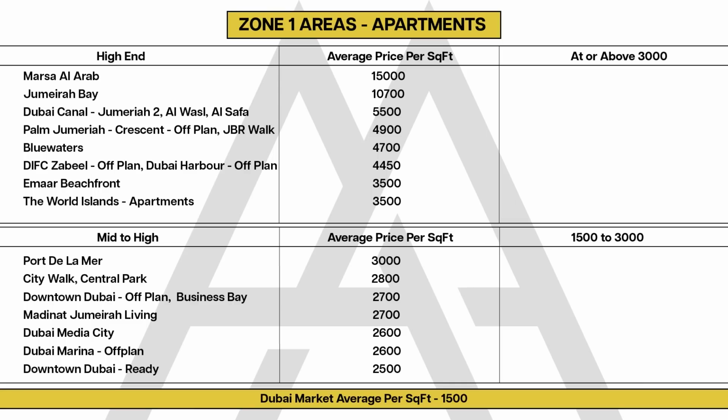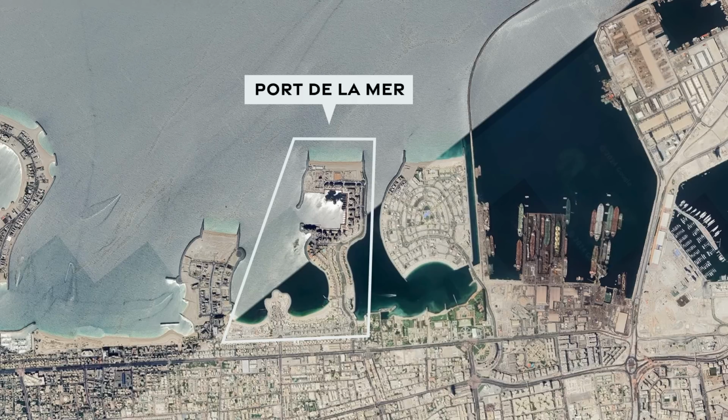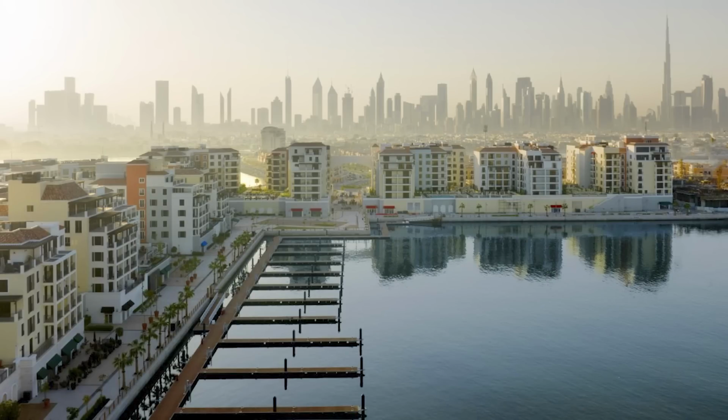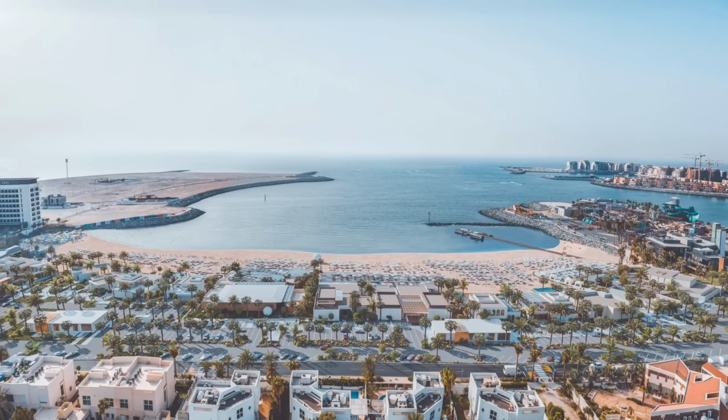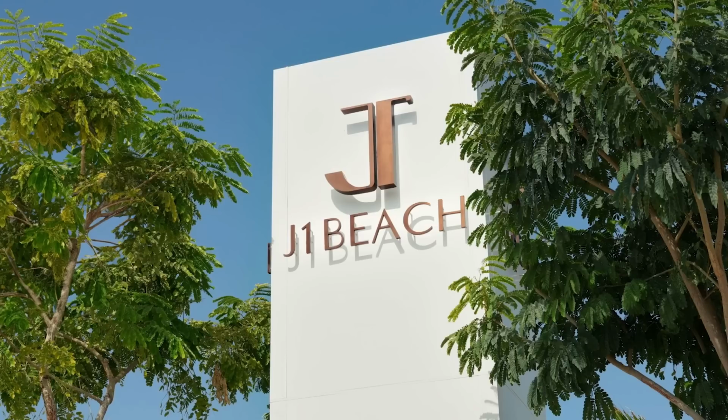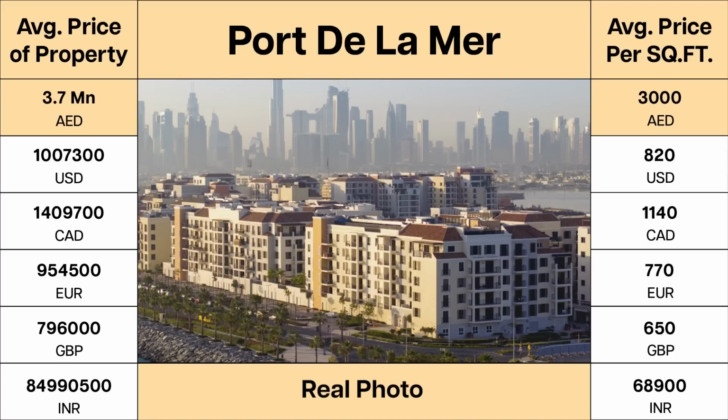Now we will cover the areas which fall in the mid to high segment, having average price per square foot between 1,500 to 3,000 dirhams. Top of this segment will be Port de la Mer, another seaside community with design elements from the French Riviera built by MERAAS. It is very close to La Mer Beach, which is currently being redeveloped as J1 Beach, that provides some luxury beachfront dining experiences. Properties here cost at an average of $1 million US.